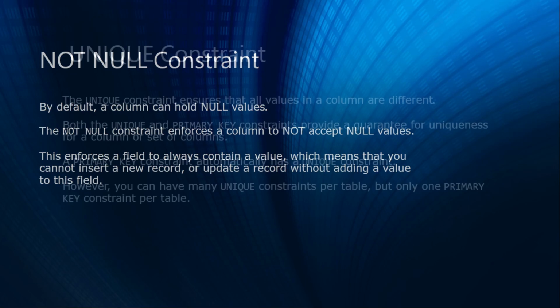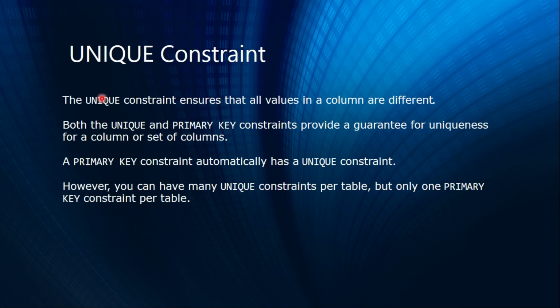So the next thing is unique constraint. So what is unique constraint? Unique constraint ensures that all the values in a column are different. Both the unique and primary key constraints provide a guarantee for uniqueness of a column or set of columns. A primary key constraint automatically has a unique constraint. You will understand this when we are working with the primary key. However, you can have many unique constraints per table, but only one primary key constraint per table.